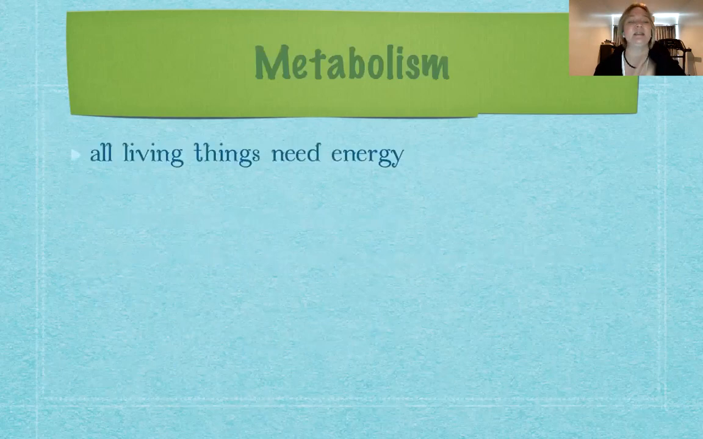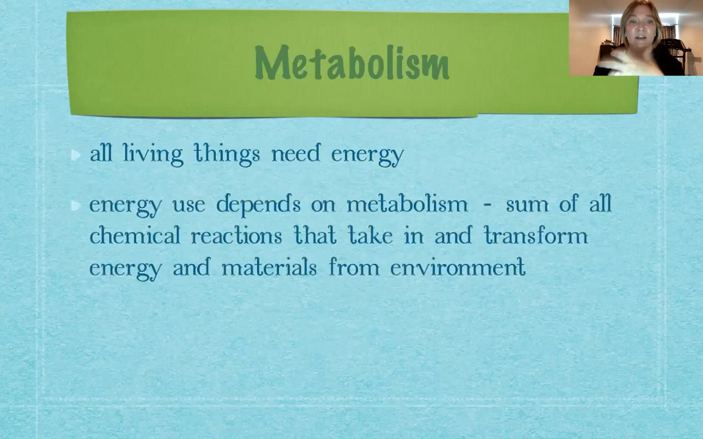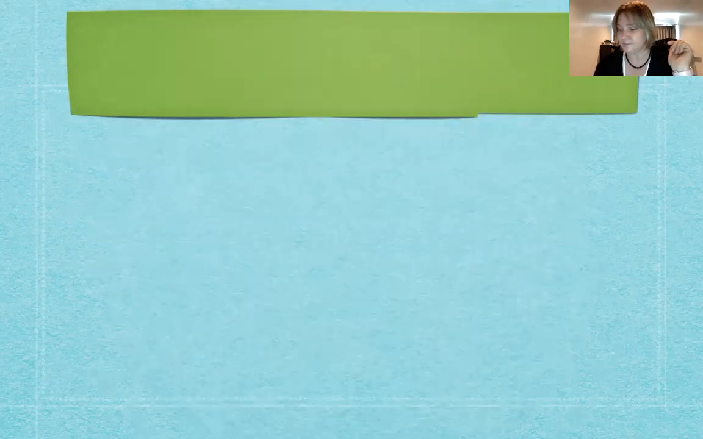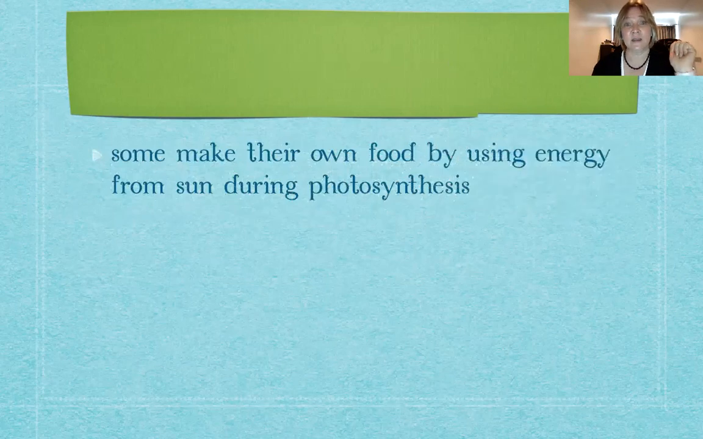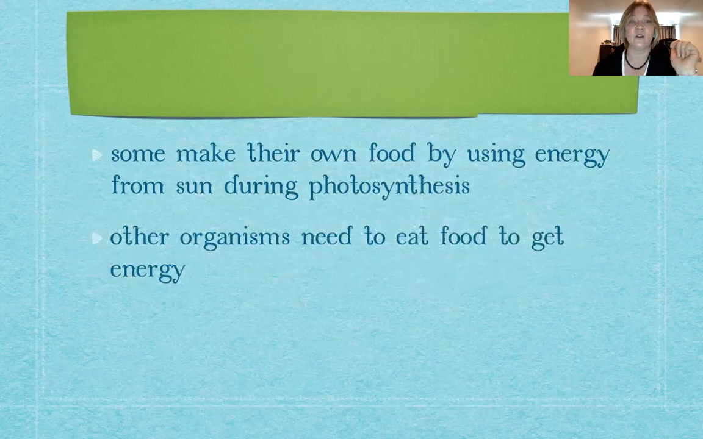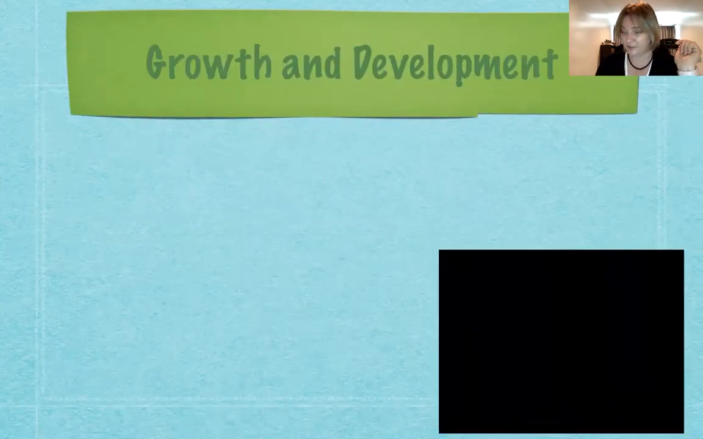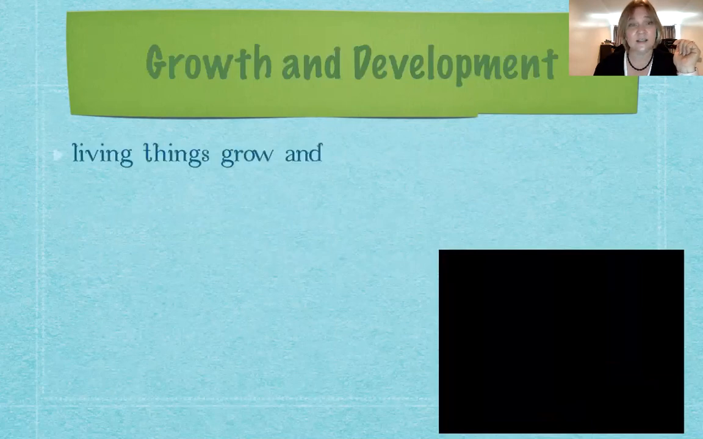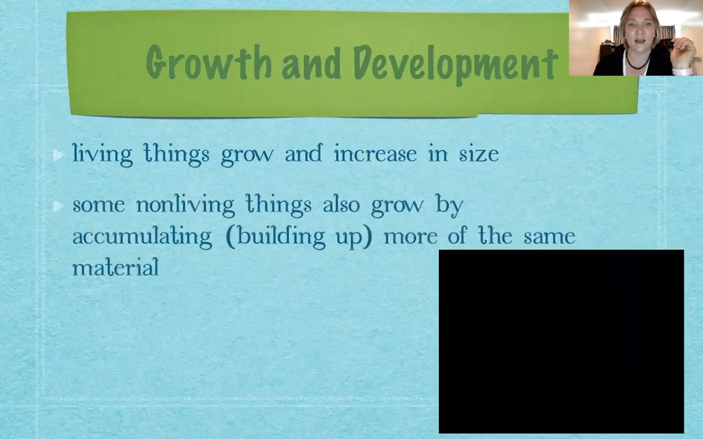Next characteristic is metabolism. This is basically how organisms use their energy. Metabolism is the sum of all of the chemical reactions that take place that take in and transport energy and materials from the environment. Some organisms can make their own food by using energy from the sun during photosynthesis. Other organisms need to eat food to get energy. Next characteristic is growth and development. Living things grow and increase in size.